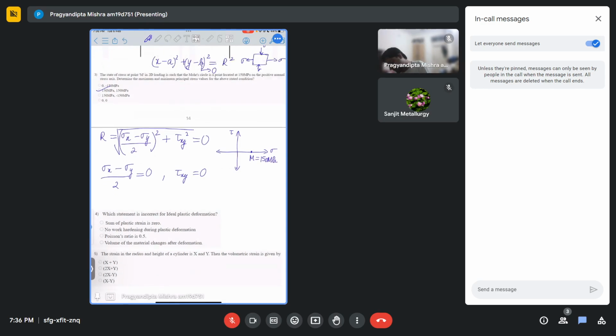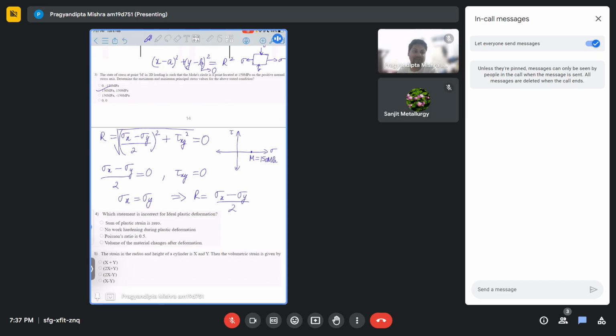Which would imply that sigma x is equal to sigma y at all points, right? Moreover, if I substitute it back in this R equation, I can write R equal to sigma x minus sigma y by 2, right? So R, since sigma x and sigma y are 0, R is equal to 0.